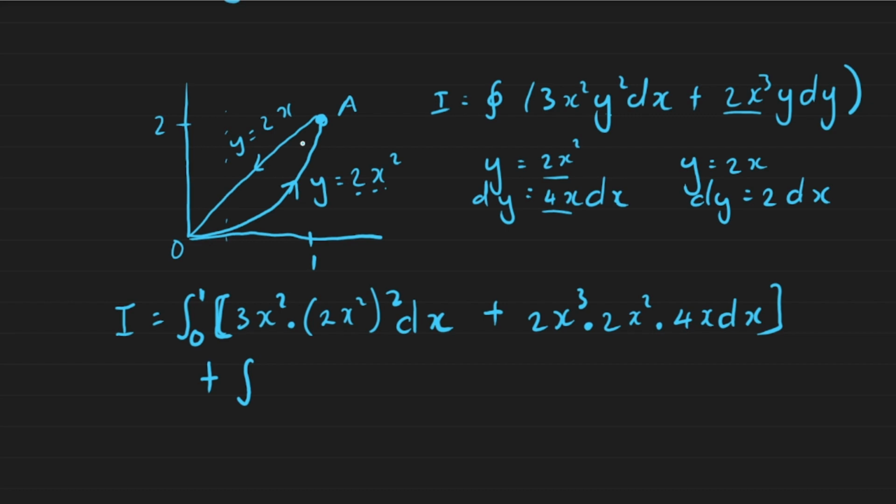The integral from 1 to 0. Same thing, but now y is equal to 2x. So again, it will be 3x squared times y squared, so it'll be 2x this time, squared, times dx, plus 2x cubed times y, which is 2x, multiplied by dy, which is 2 dx.